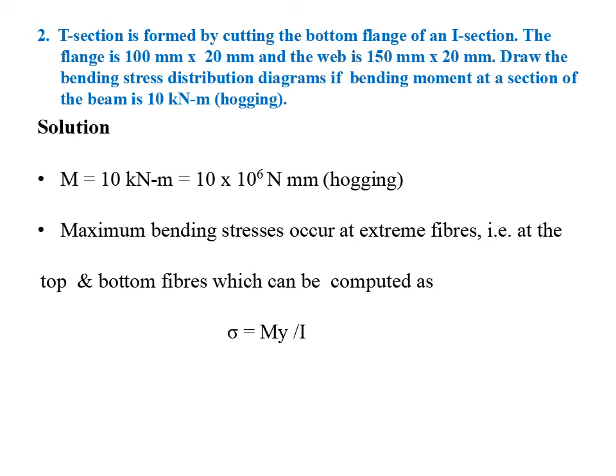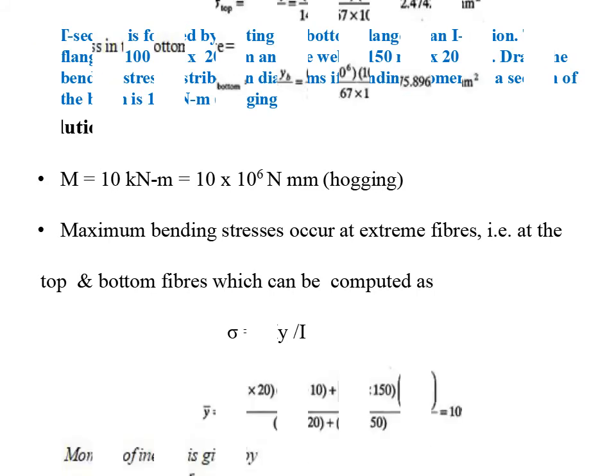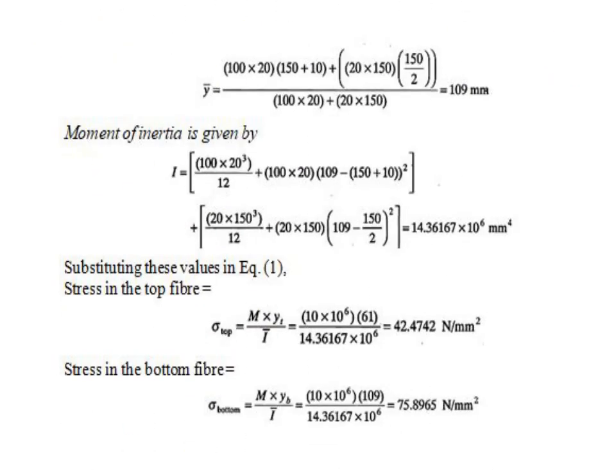So here the maximum bending stress occurs at the extreme fibers, which means at the top and bottom fibers, which can be computed using the bending relation: sigma is equal to M y divided by I. So here you have to find the Y value and I value. The M value we can take from the given. So the unknown values Y and I you have to find. Y is nothing but the distance of the centroid.